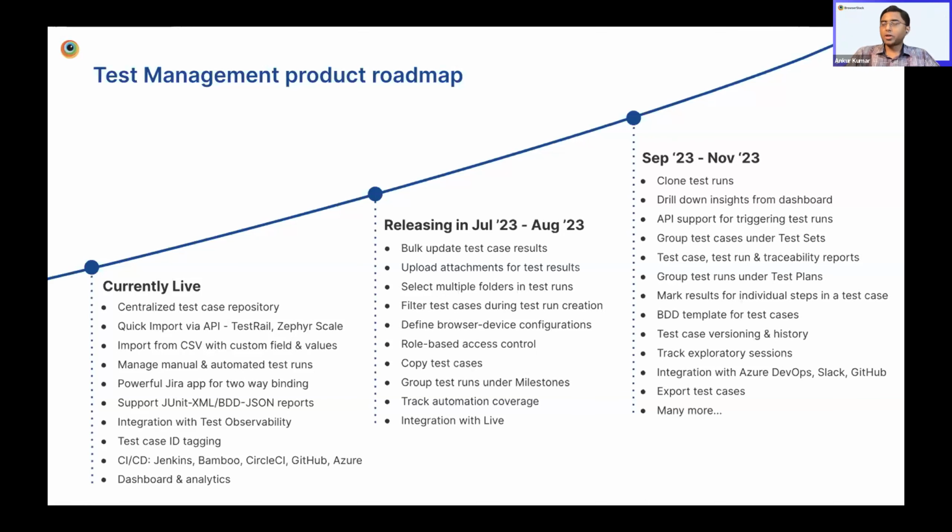Drill down insights from dashboard I already talked about. API support for triggering test runs. We again understand the importance of automation engineers, particularly who are interested in scheduling test runs through APIs, marking test runs automatically through APIs as well.